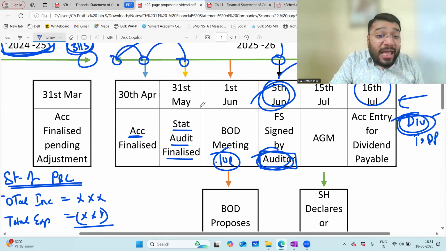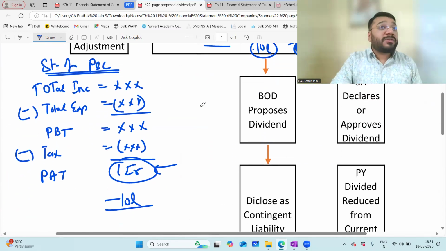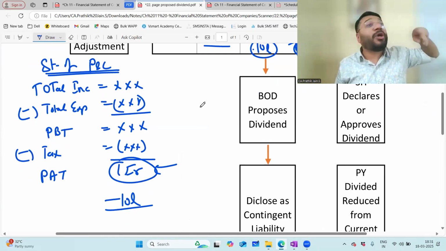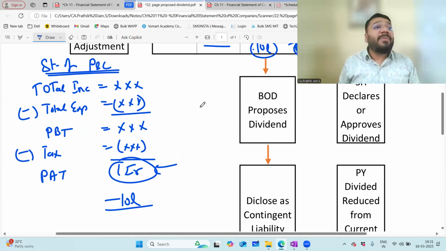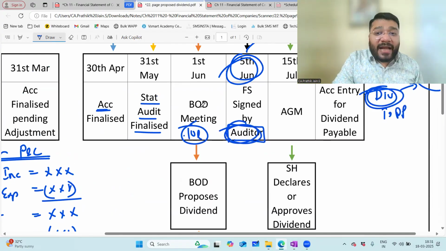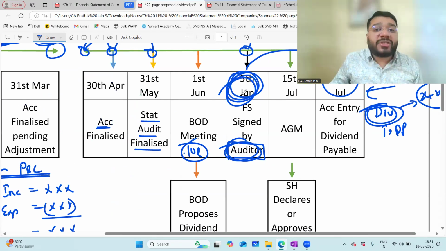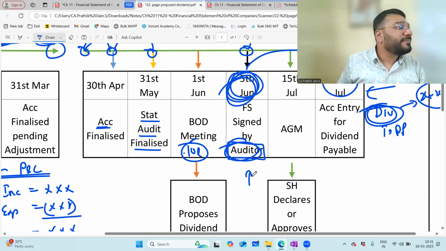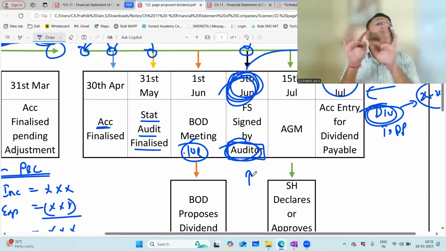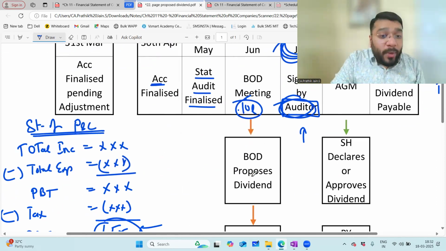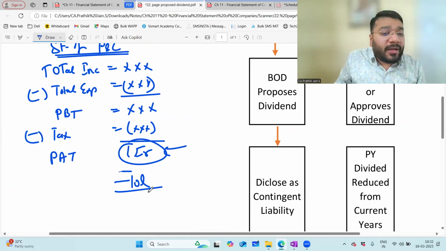A contingent liability, will it be recorded in the books of accounts? Only if these three conditions satisfy, you can record as a liability or a provision. But a contingent liability entry cannot be passed. So when the auditor is signing the financial statement of 5th of June, this 10 lakh rupees dividend is a contingent liability, not liability, nor provision. So I cannot give any accounting treatment for this 10 lakh rupees. Which means in no way this 10 lakh rupees is going to be coming to my P&L account.